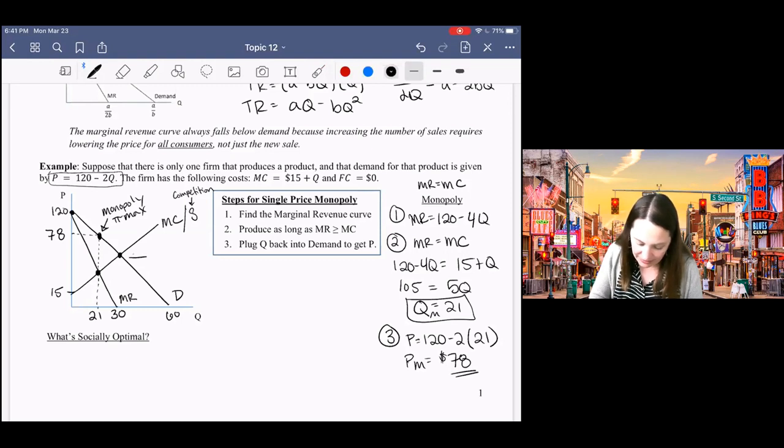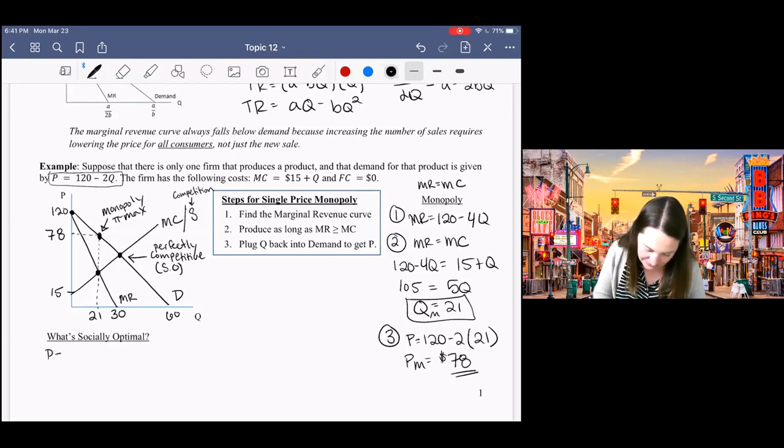Remember that in competition, we produce as long as the price is higher than the marginal cost curve, right? So this is where price is equal to marginal cost. It's also where supply is equal to demand. This is our competitive market equilibrium. It's also the point that we would call socially optimal. In other words, it yields the highest total surplus of any point in this market. So it's pretty easy to find this point, right?